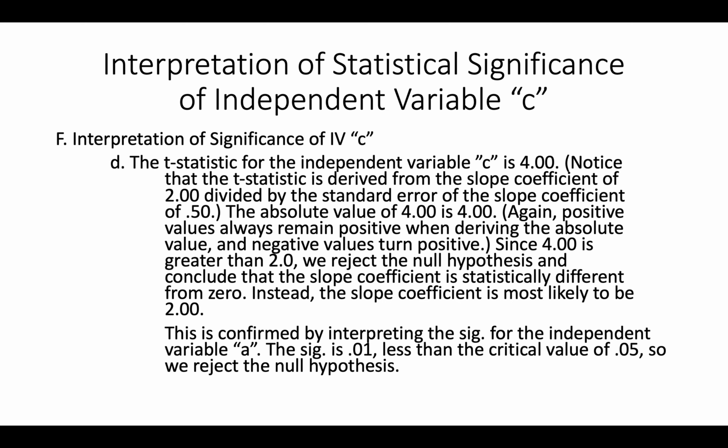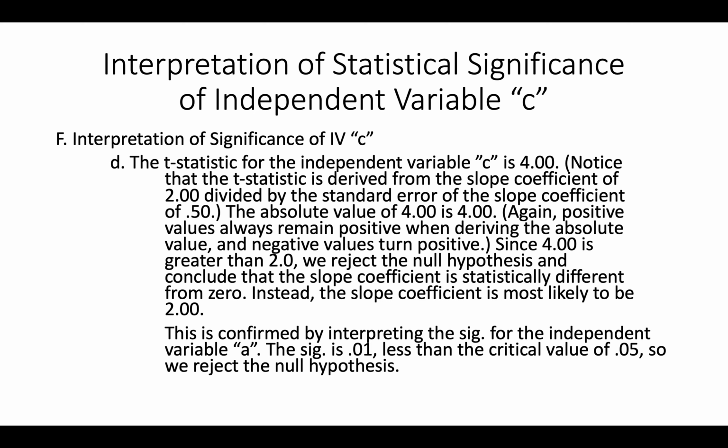Now it is time to make a correct interpretation of the statistical significance of the independent variable C. The t-statistic for C is 4.0 and comes from the slope coefficient of 2 divided by the standard error of 0.5. The absolute value of 4.0 is 4.0. Since 4.0 is greater than 2.0, we reject the null hypothesis and accept the alternative hypothesis, concluding that the slope coefficient is not 0. Instead, the slope coefficient is most likely to be 2.0.